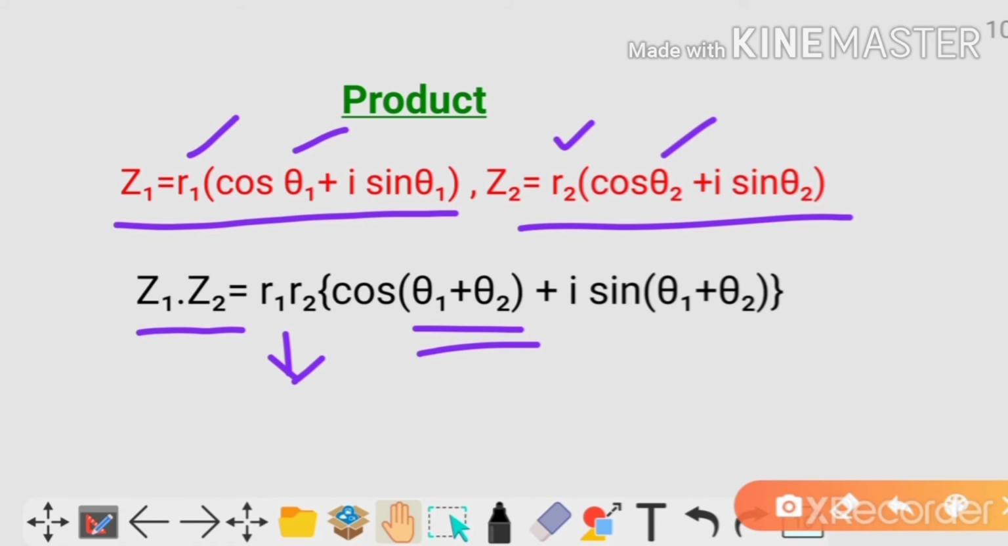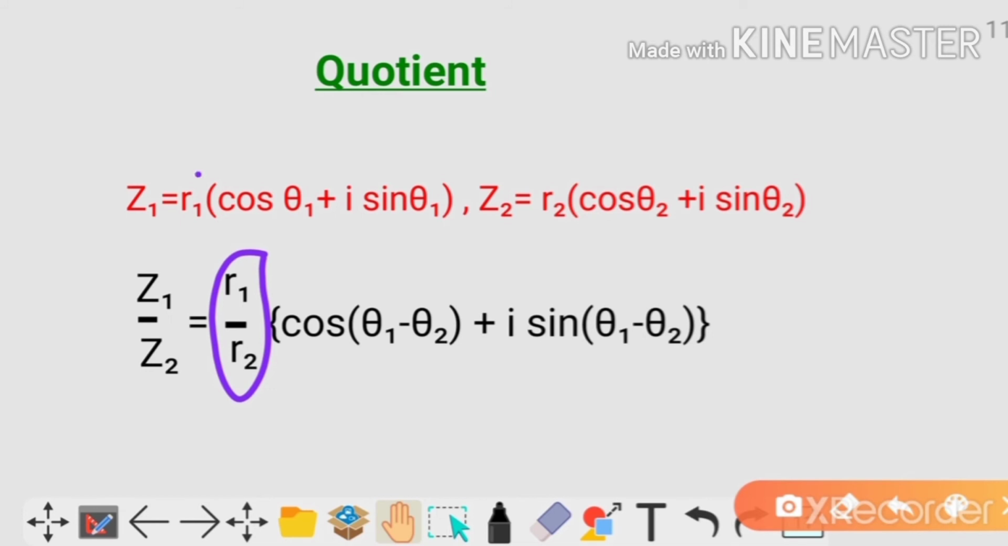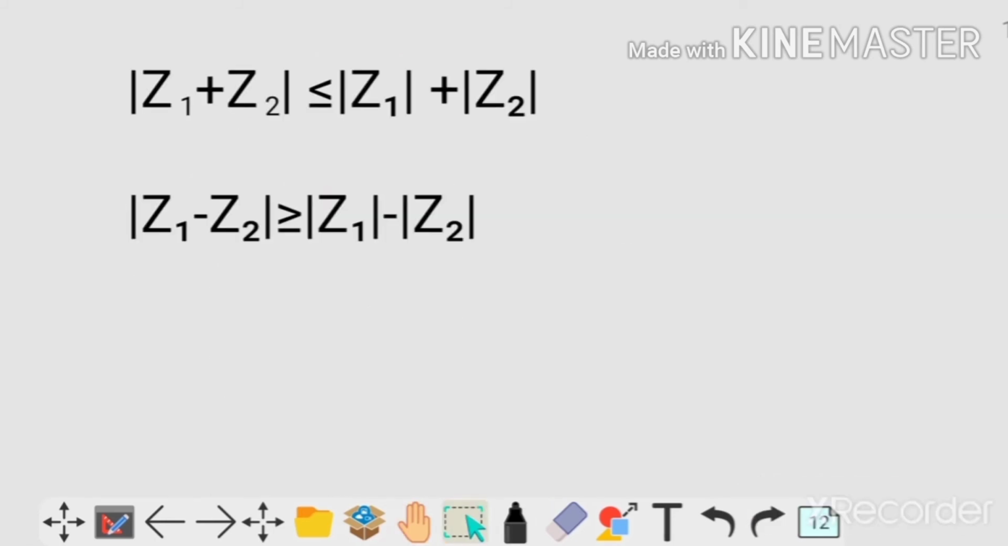Now let's move to the quotient. In the quotient, the modulus of the quotient will be the quotient of the given two moduli, and the amplitude will be the difference between the given two amplitudes. Simple.